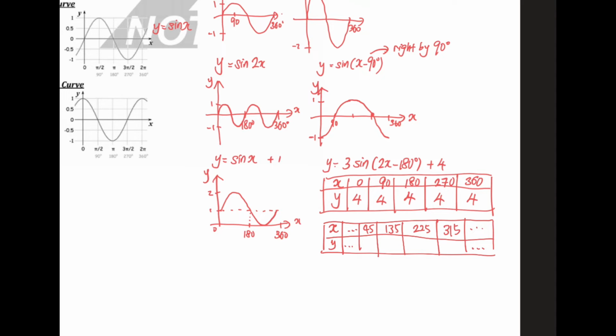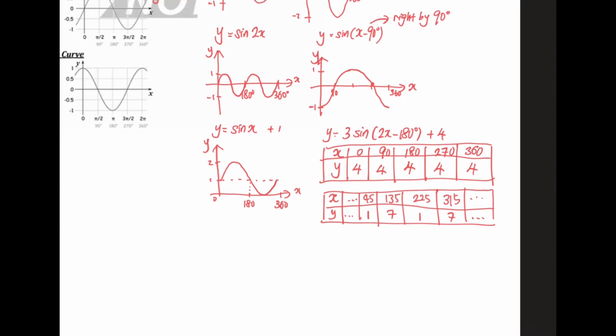I put 45, I get 1. I put 135, I get 7. I put 225, I get 1. I put 315, we get 7. Then let's sketch the graph.